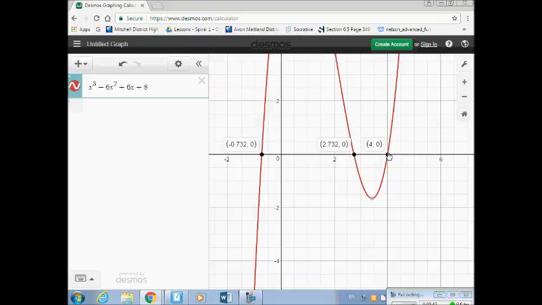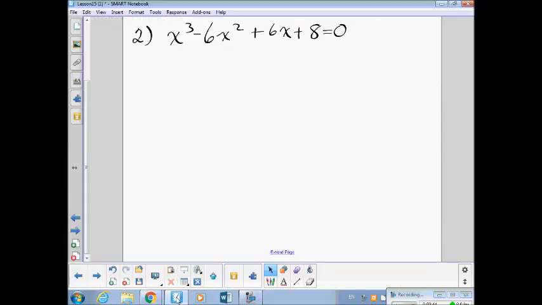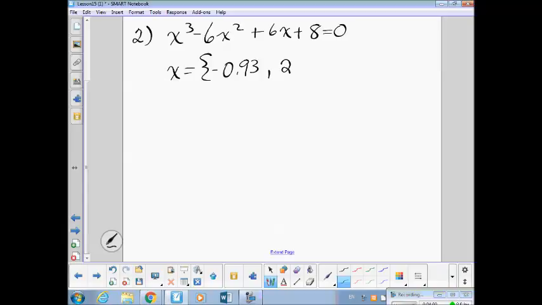So back to our note, and we're almost done. So we end up having x, and it's the solution set of -0.73. I'm not going to use all those decimals, I'm going to use 2 decimal places, 2.73, and finally the number 4. Okay, so try some of those examples as well using the Desmos app, and good luck.